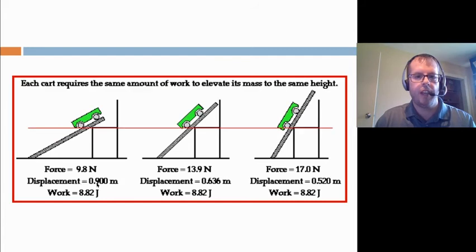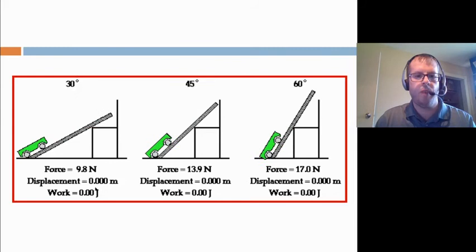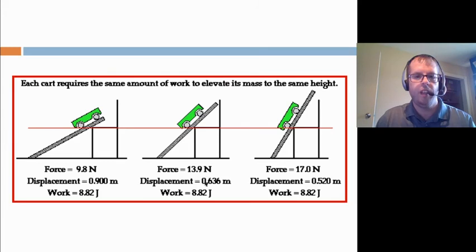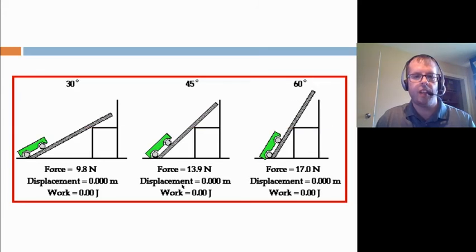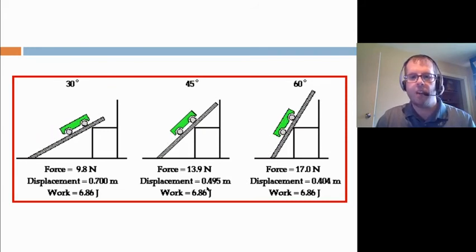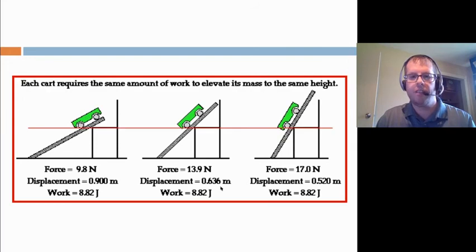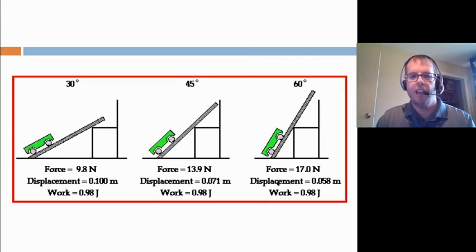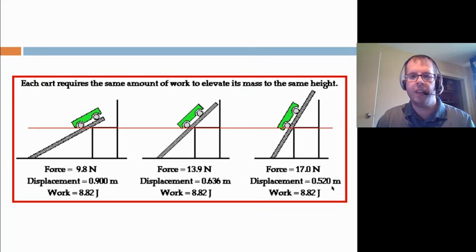However, you have to push that cart up a displacement of 0.9 meters in order to get it to the same height over here. Whereas in the 45-degree angle here, we have to exert 13.9 newtons. The cart has to be pushed a little bit less. 0.636 meters is its total displacement to get to the same height. Okay, and then here, it's the steepest angle. You have to use more force, but you only have to push it a total distance of 0.52 meters.